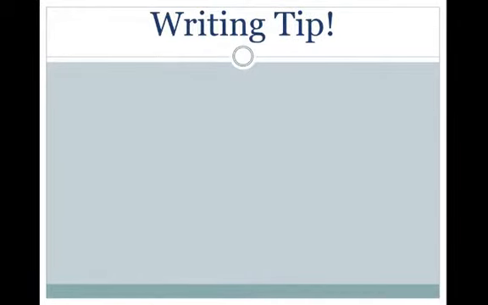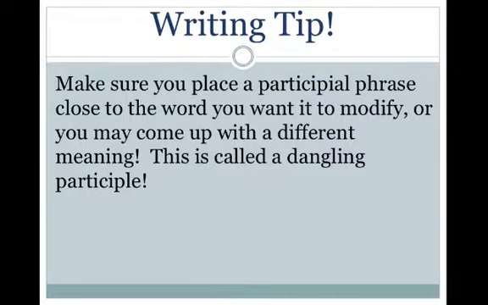Writing tip. Make sure you place a participle phrase close to the word you want it to modify, or you may come up with a different meaning. This is called a dangling participle.